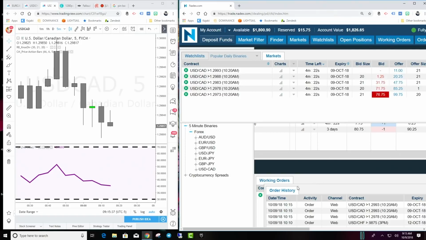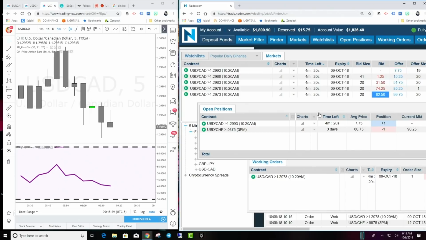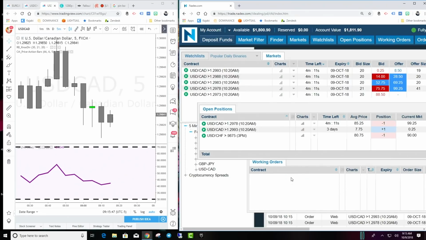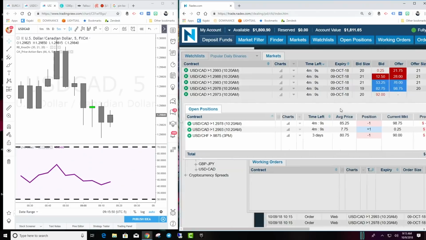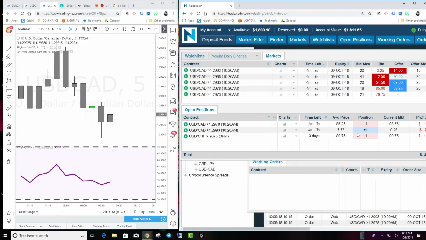But at least we got a couple trades open here. Oh, we didn't get the bullish one, did we? 29.78? Oh yeah, we did. We got it. It opened. Okay. So we got a couple trades open here. So 4 minutes and 3 seconds left to go.